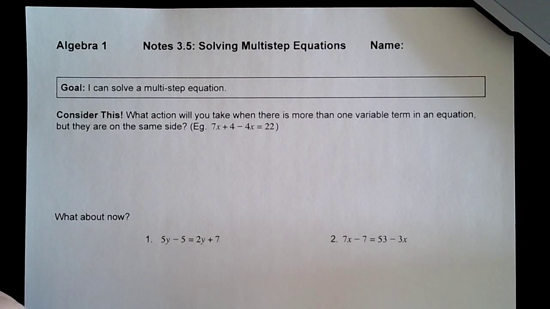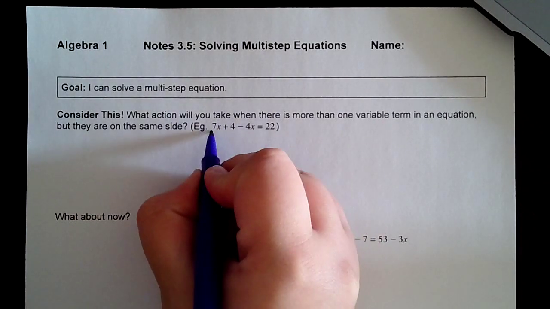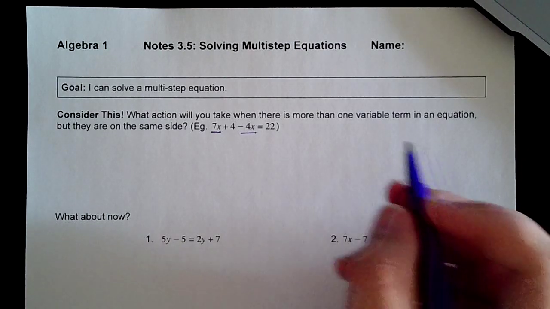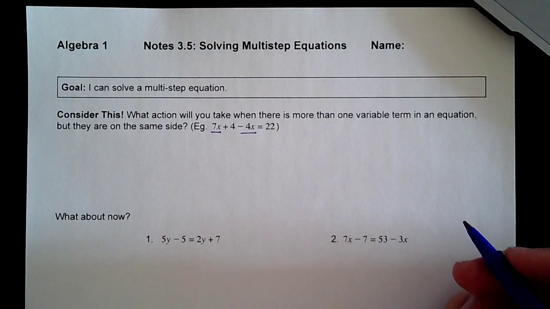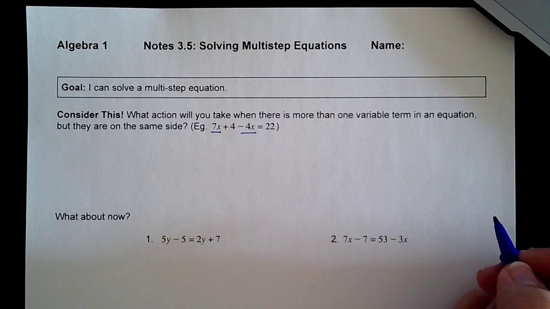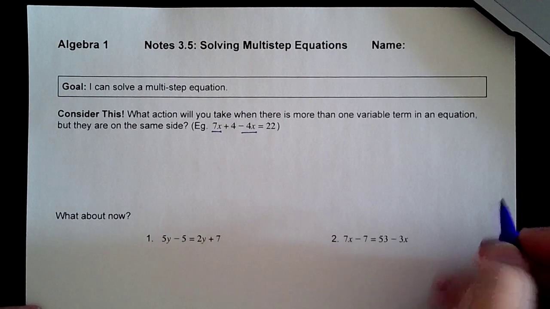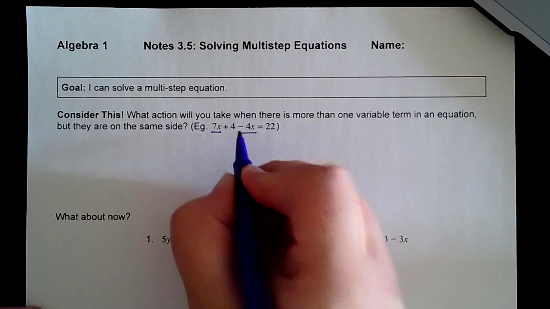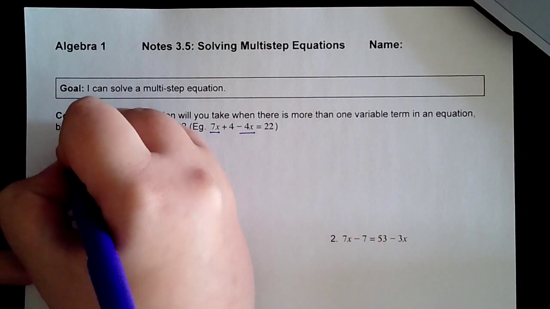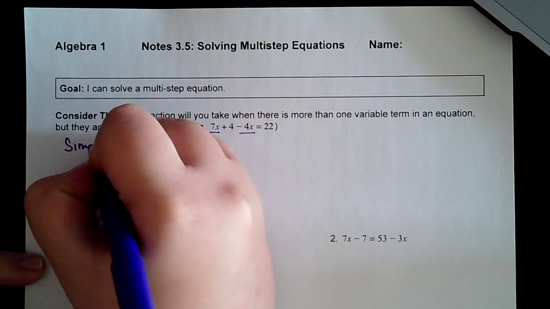Starting out, what action will you take when there is more than one variable term in an equation, but they're on the same side? As you can see here, in this problem, we've got a 7x and a negative 4x. Now, we could go right to solving and trying to get x alone, but at some point we're going to hit this problem where we have an x and an x. Which one do you get alone? Well, the easiest way to avoid this problem is to simplify any like terms first. So when you say what action will you take, well, simplify like terms.